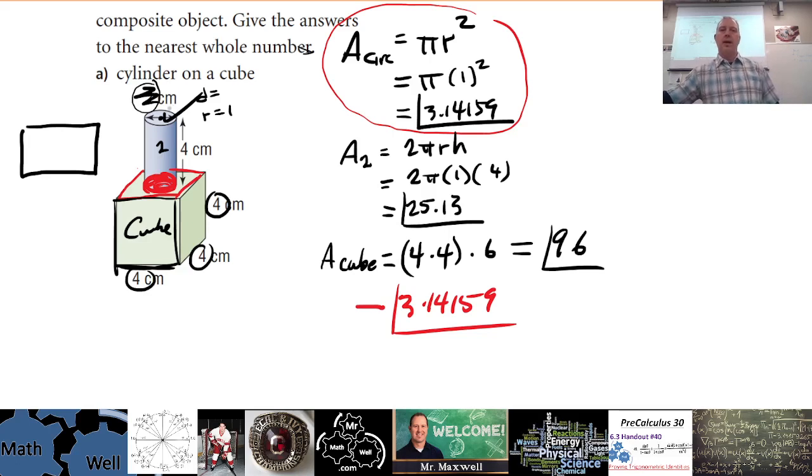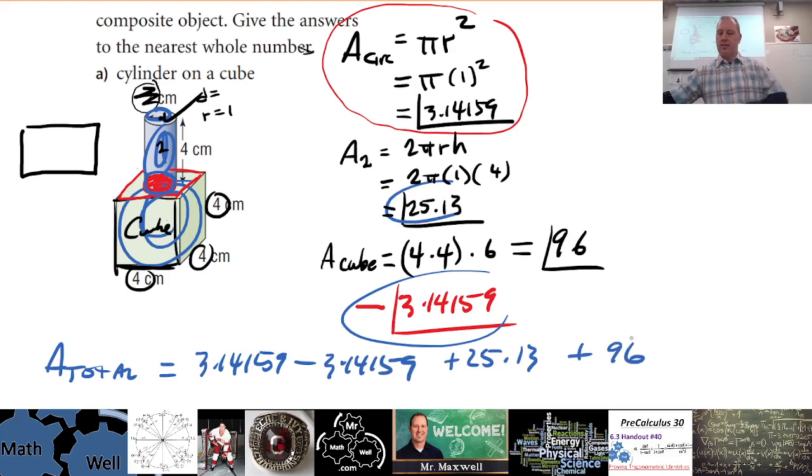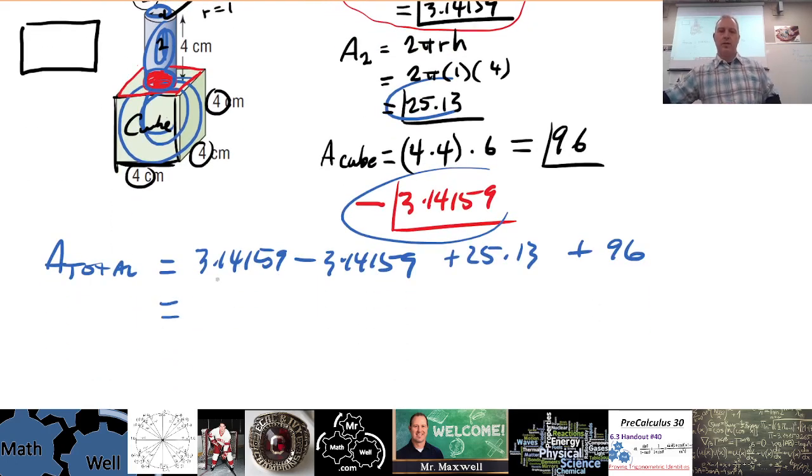Okay, so we're counting this, we're counting the wraparound part, we're counting the cube faces, and we're subtracting the covered up part. So let's do that. Area total is 3.14159, and then I'm going to minus that right away, 3.14159, and then I need to add 25.13, and then I need to add the 96. So these two are canceled out, and 96 plus 25, that's going to be, what is that, 121.13?